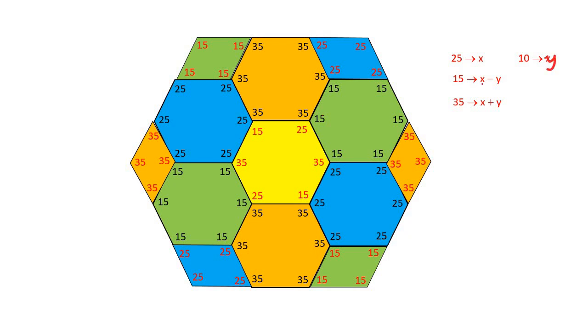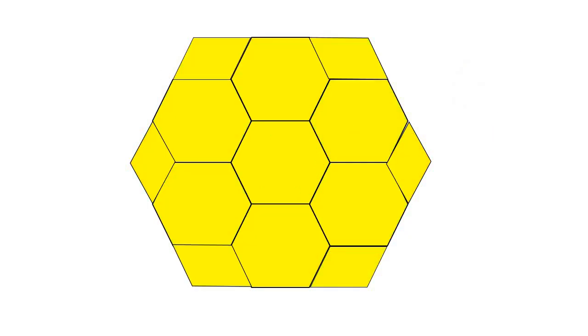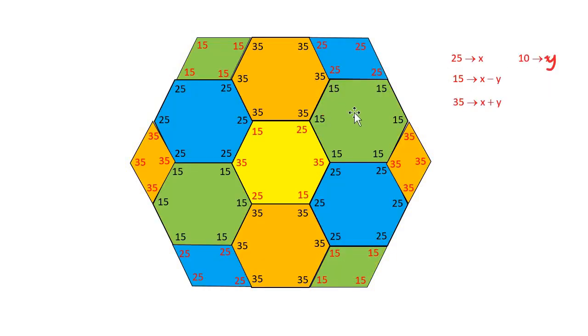Then 15 is basically x minus y and 35 is x plus y. Okay, so if that happens, then you can construct this pattern like this. So this is your x everywhere: x, x, x, x. Okay, next is what? Tell me. This is the 15. Watch carefully. So first is the 15. 15 is not x but x minus y.